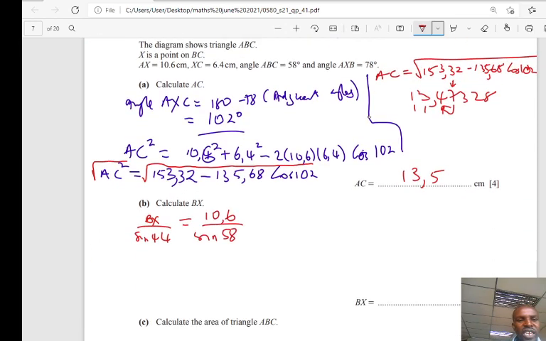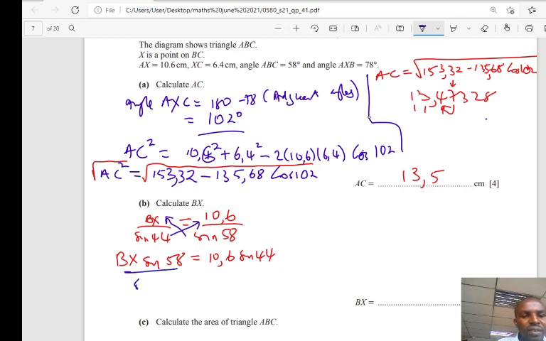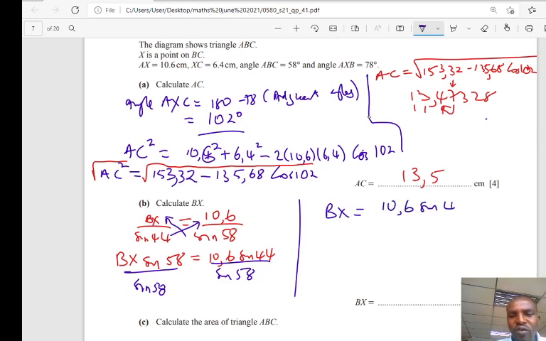Then with this, you can simplify. Cross multiply. It will be BX sine 58 is equal to 10.6 sine 44. So cross multiplication: this one will multiply BX, this one will multiply 10.6. Then divide by sine 58 on both sides, then you get BX is equal to 10.6 sine 44 over sine 58.